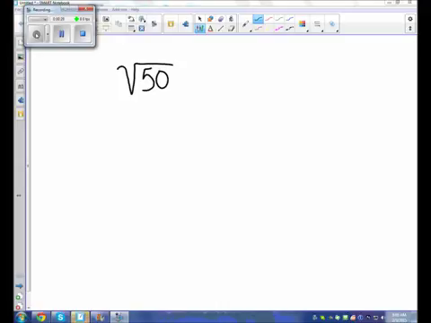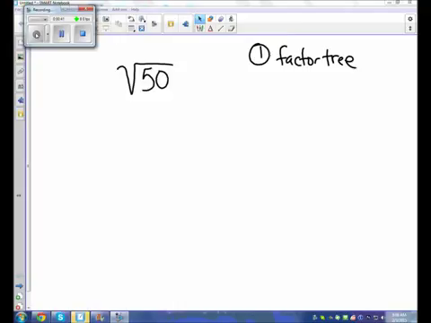So step number one is I'm going to check for a perfect square, and if not, I'm going to go ahead and make a factor tree. Okay? And remember that it doesn't matter which numbers we start with, because 50 has a lot of factors, as long as you don't start with 1, because 1 times 50 never counts. So let's do 2 times 25. Okay, if you started with 5 times 10, that's fine, you're going to end up with the same answer.